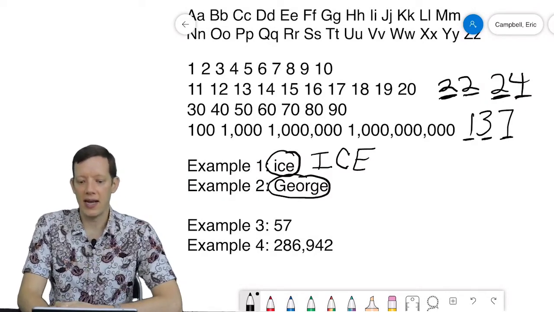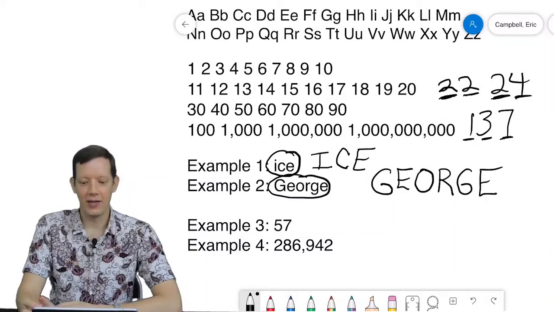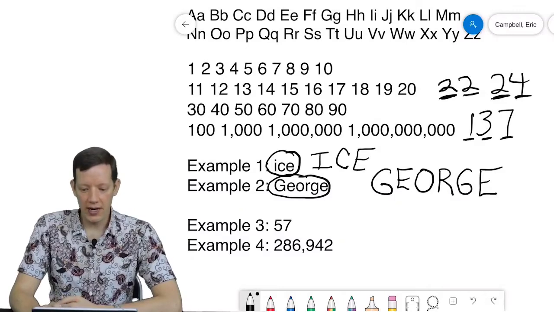All right, now then, this is the name of a person, the name George. So you say it as I write the letters. G, not J, G, E, O, R, G, E. Good.